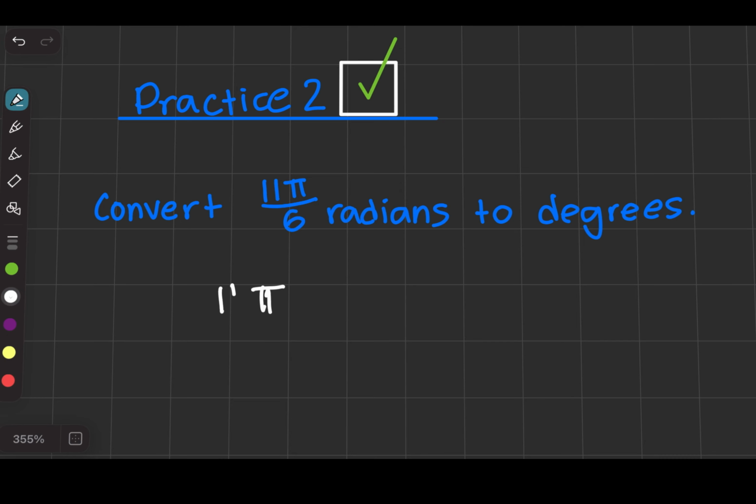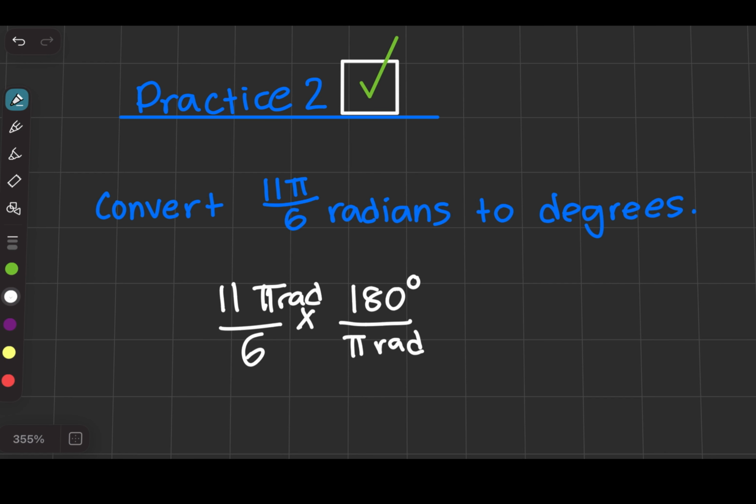Okay, so we're given our 11 pi over 6 radians. We're going to multiply that by our 180 degrees divided by pi radians. Again, our objective is to divide out the radians. So we do that. Our pi's can be divided, and then our 6 and 180 can also be divided to where we have 30 degrees and 1 in the denominator, and that gets us to a total of 330 degrees, and that's our final answer.